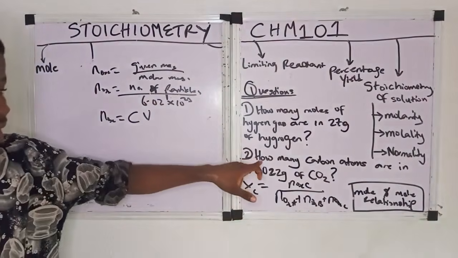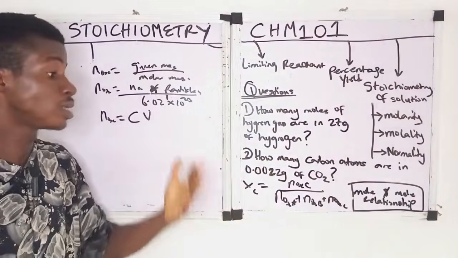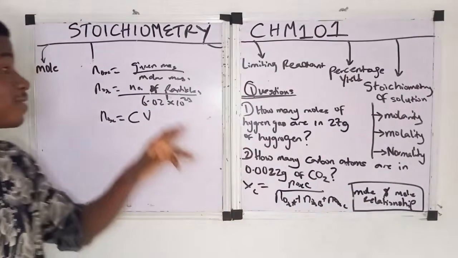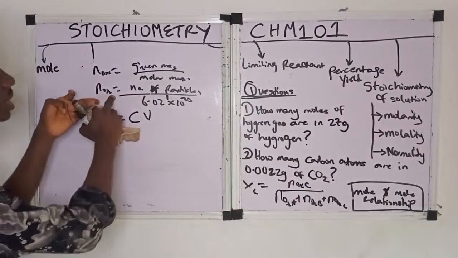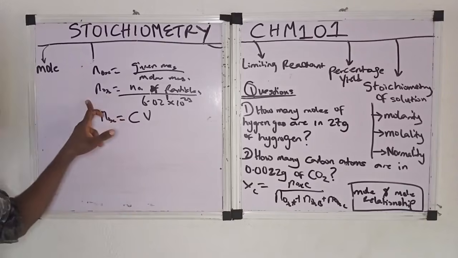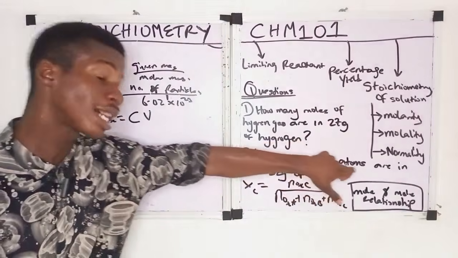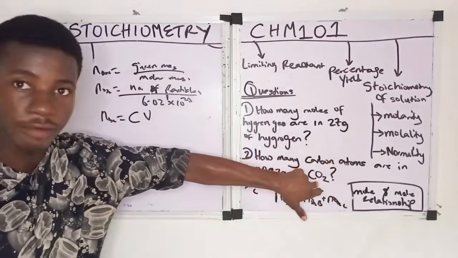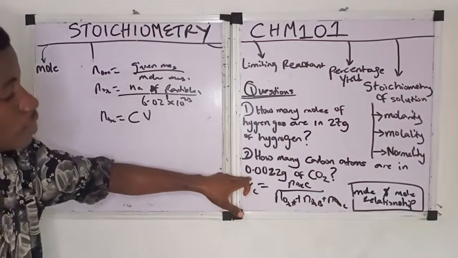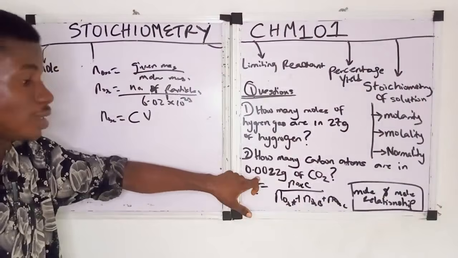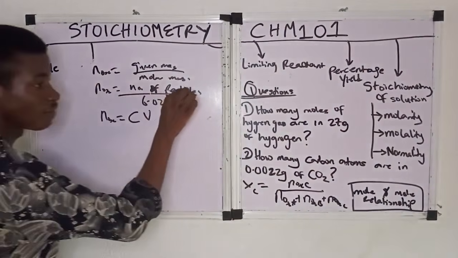So, as you can see, how many carbon atoms are in 0.0022 gram of carbon dioxide? I just know that the formula we are going to use is this second formula, because they're asking us to calculate the carbon atoms in carbon dioxide. They said how many carbon atoms are in 0.0022 gram of carbon dioxide. So we have to look for the number of particles.